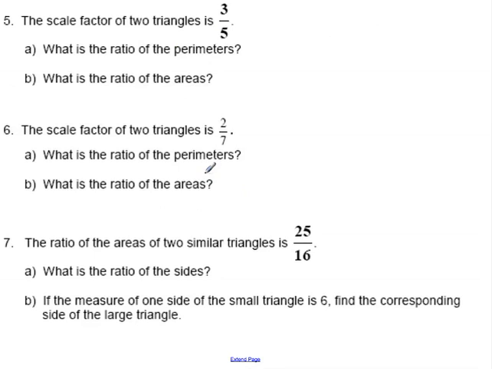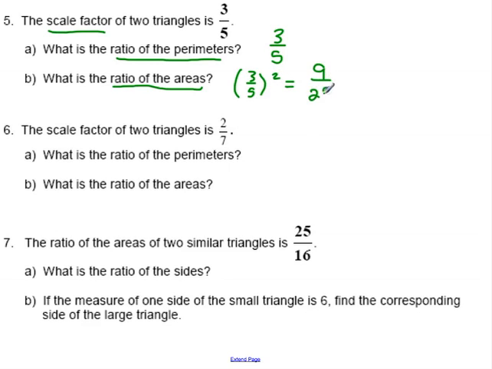Let's see how this applies to real numbers. They give us the scale factor of 2 triangles is 3/5. How is scale factor related to the ratio of perimeters? Well, it's the same. It's also going to be 3/5. How's the ratio of areas compared to the scale factor? Well, it's 3/5 squared, so that would give me 9/25.